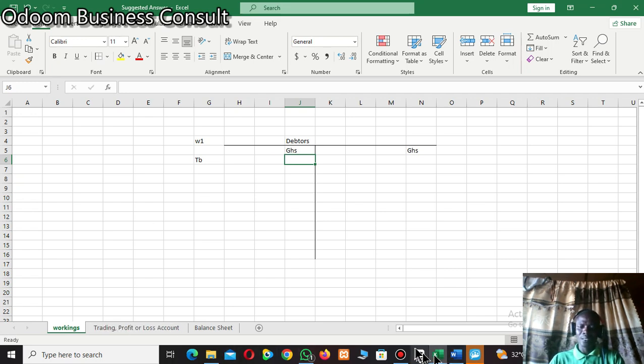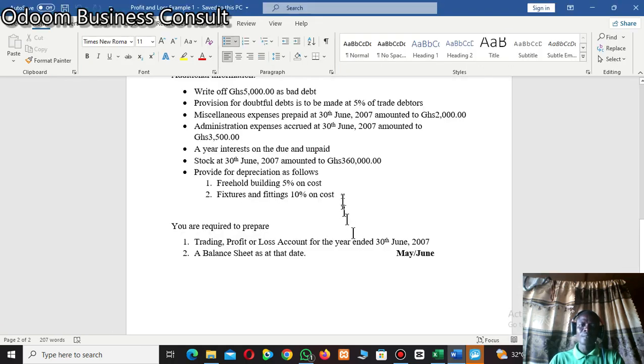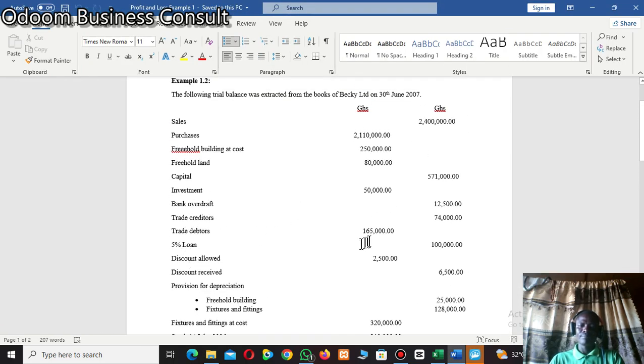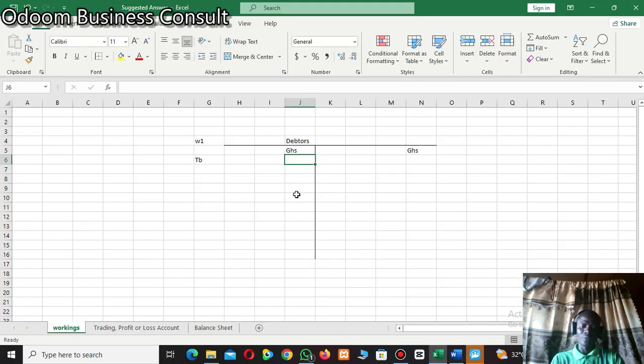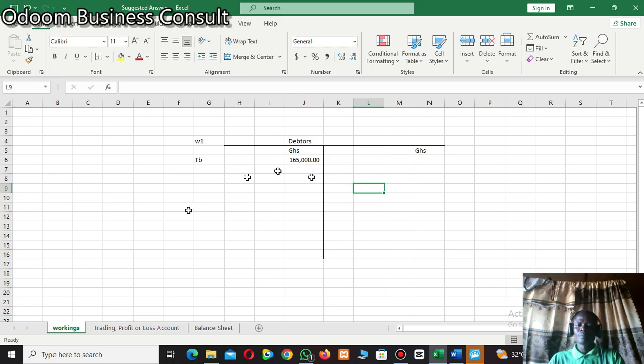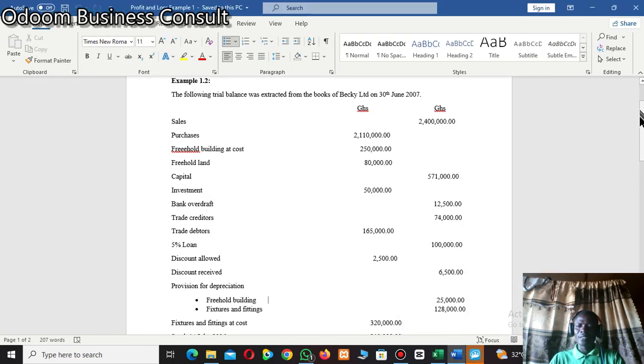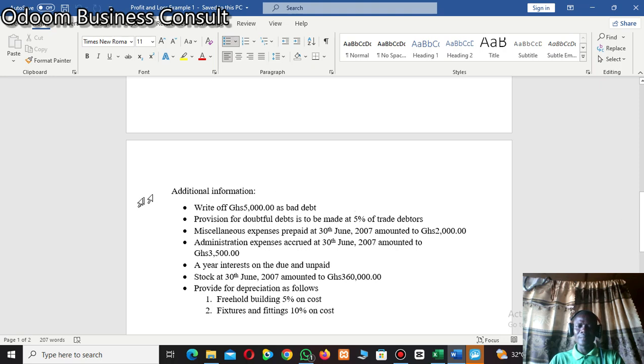Let's check once again. The amount is trade debtors 165,000 Ghana cedis. So we just write 165,000 Ghana cedis, and let me format it. Now we are saying that out of this amount, 5,000 cannot be recovered. It should be written as bad debt. You should write 5,000 out of the 165,000 as bad debt.